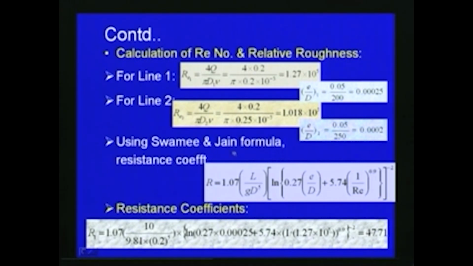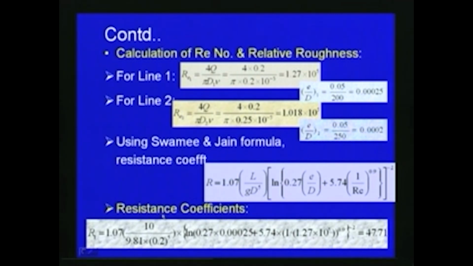So, from that we can derive the Samy and Jain formula as R is equal to 1.07 into L by g into d to the power 5 into natural log of 0.27 into E by D plus 5.74 into 1 by Re to the power 0.9, all to the power minus 2, where Re is the Reynolds number and E by D is the relative roughness. So, this relationship is given by Samy and Jain.